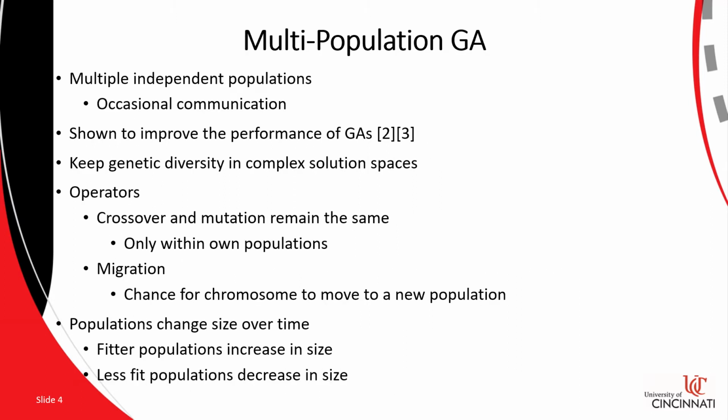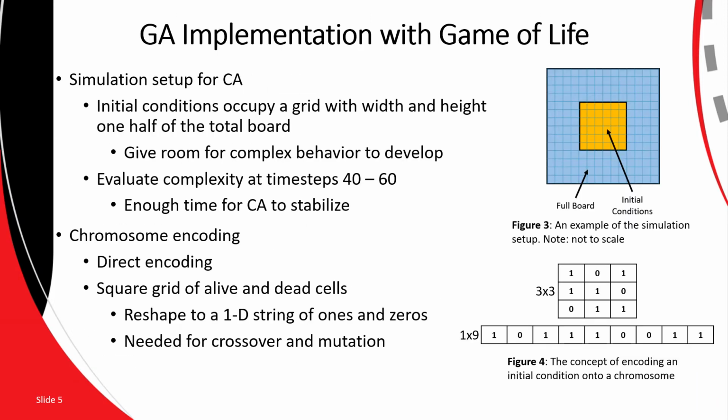A multi-population GA was implemented for use in this research. This type of GA has multiple independent populations which communicate only occasionally. The goal is to maintain genetic diversity in complex solution spaces. The operators for crossover and mutation remain the same, but we've also included an operation called migration, where there's a chance for one chromosome to move to a new population at the end of each generation in the GA. Populations also change size over time. Fitter populations increase in size, and less fit populations decrease in size.